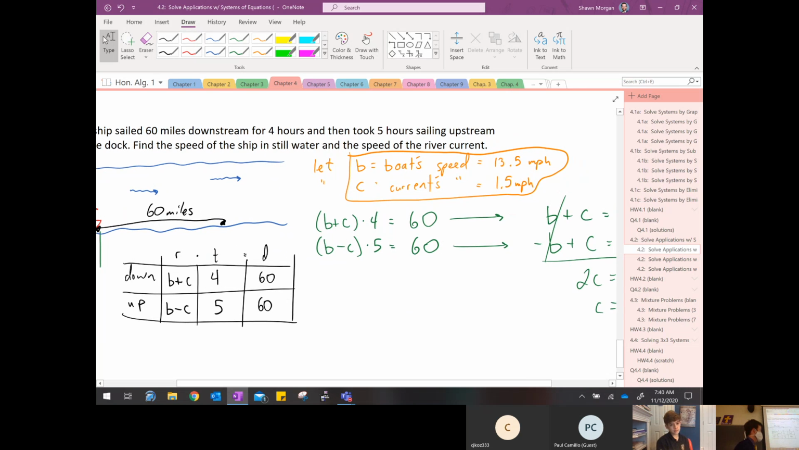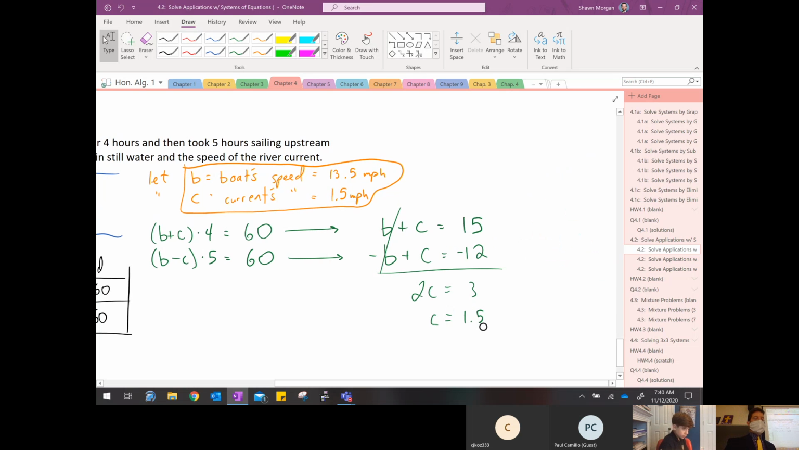How fast is the boat and the current all together traveling downstream? 15 miles an hour. And how fast is it traveling upstream all together? 12 miles an hour, right? Those were the 2 numbers, by the way, that we got right there.